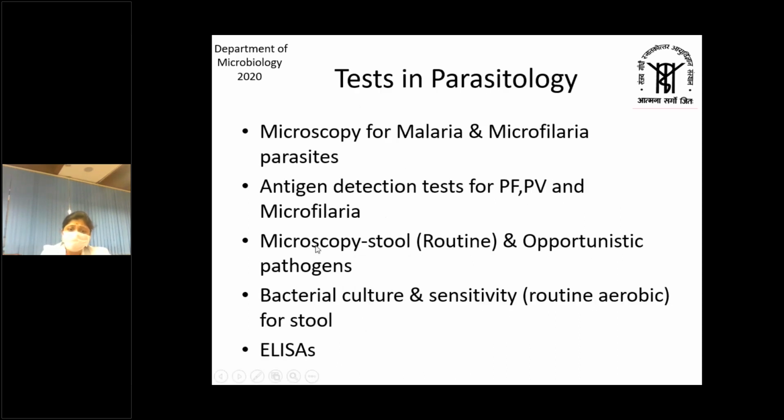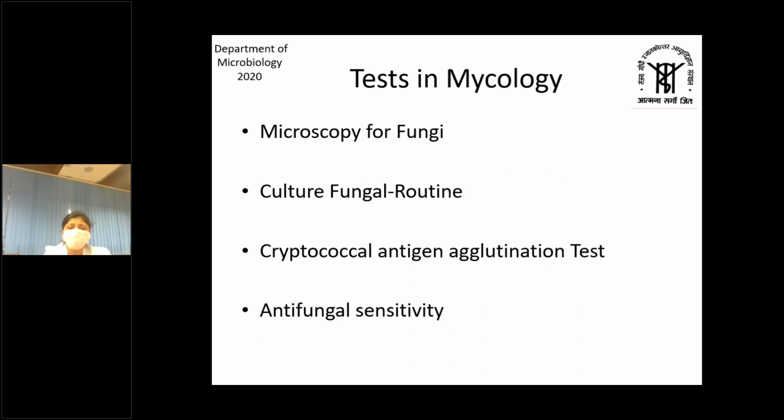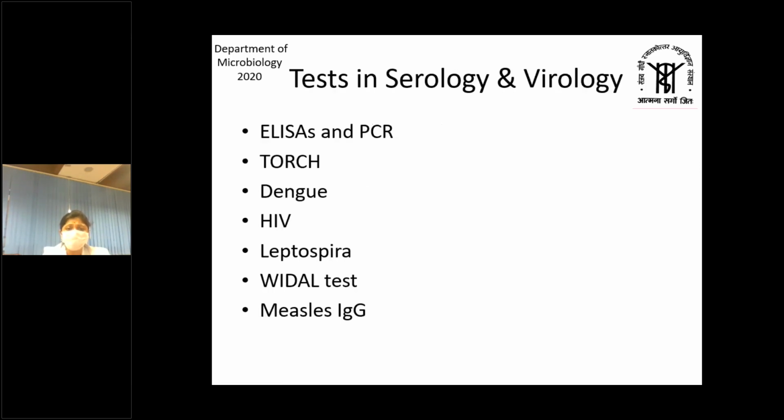We have the parasitology lab, which deals with microscopy for malaria and microfilaria parasites, stool microscopy, routine culture for stool, some ELISAs, and antigen detection tests for plasmodium infections and microfilaria. The cryptococcal antigen agglutination test is an important test that is performed in the mycology lab, apart from microscopy and culture, as well as antifungal susceptibility by the diffusion method. Important tests in serology and virology include ELISAs, TORCH tests, dengue, HIV, Widal, measles, and of course now the COVID testing.